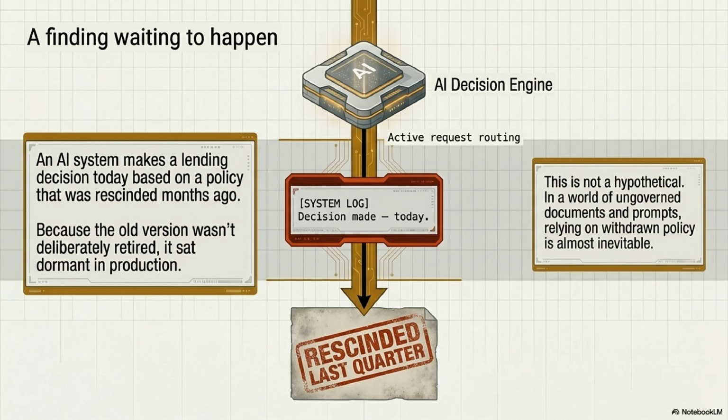Let me make the stakes concrete, because this is the scenario that should keep a second-line risk officer up at night. An AI system makes a lending decision today, and the policy it relied on was rescinded last quarter. Nobody retired the old version. It was still sitting in production, so the system used it. The institution just made a real decision, affecting a real customer on a policy it had already withdrawn. That is not a hypothetical. In a world of documents and prompts, it's almost inevitable. And it is, in the plainest terms, a finding waiting to happen.